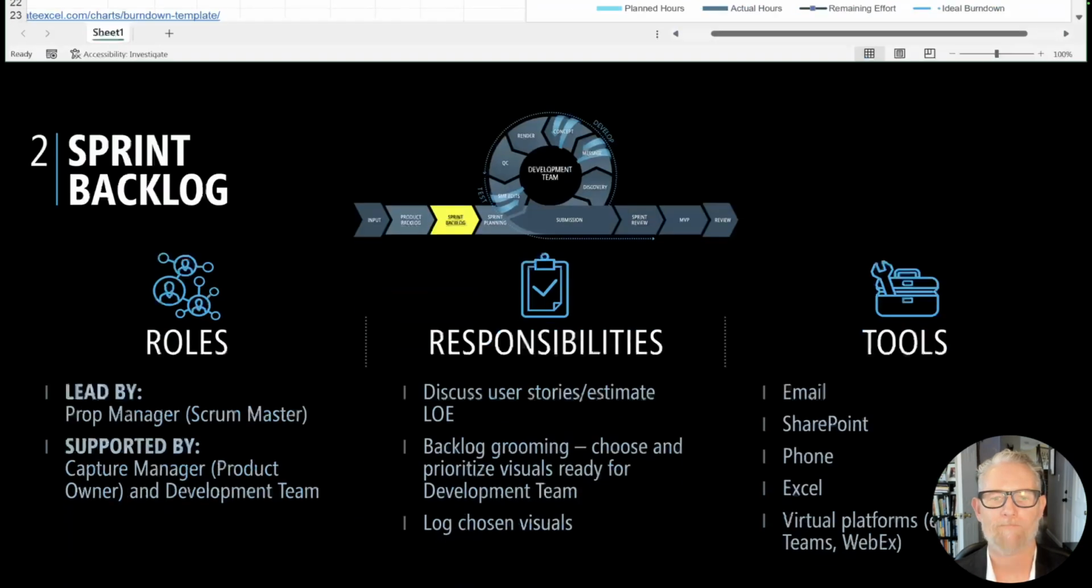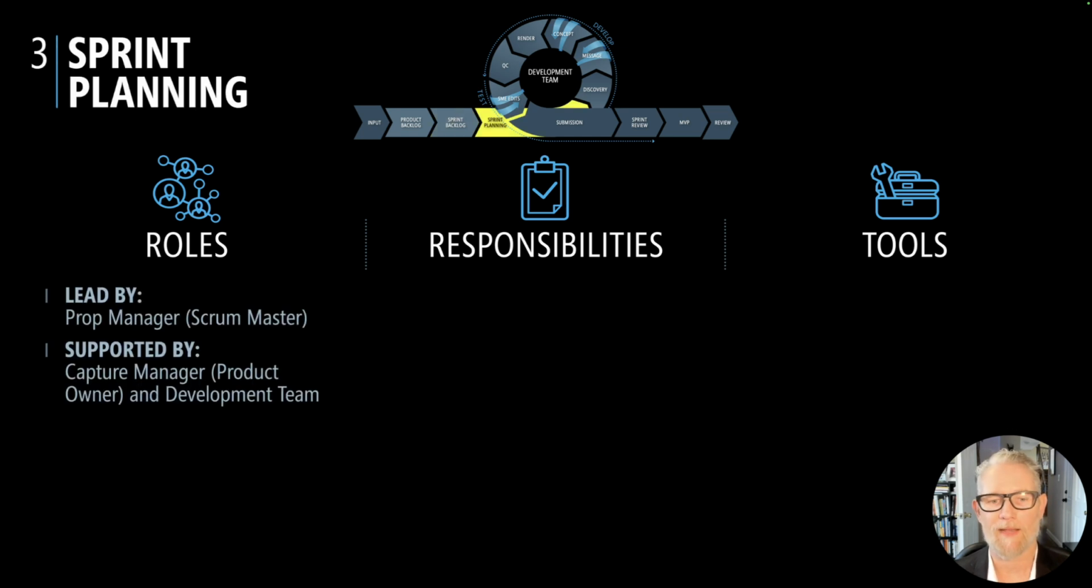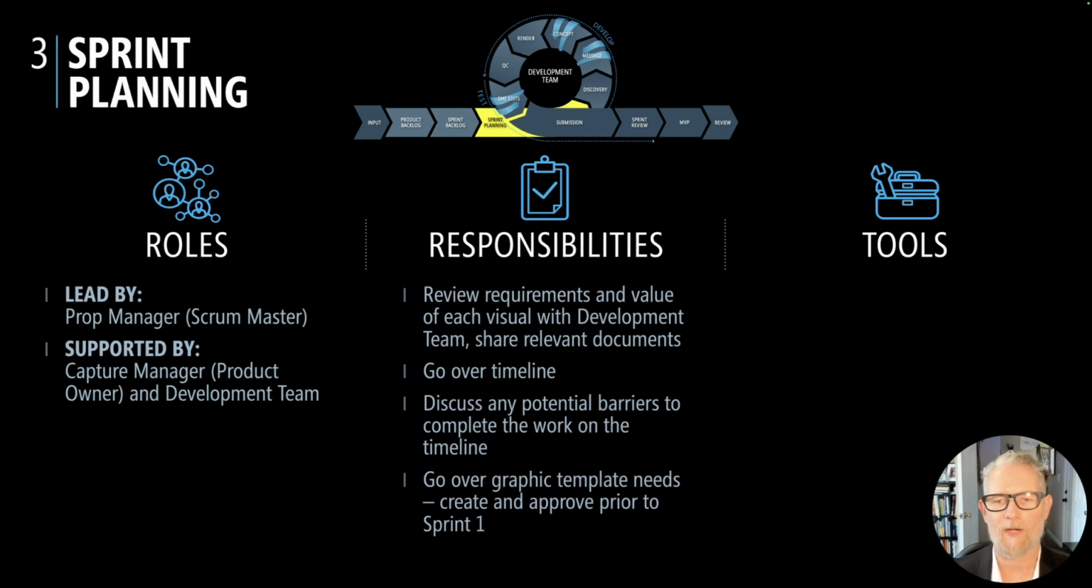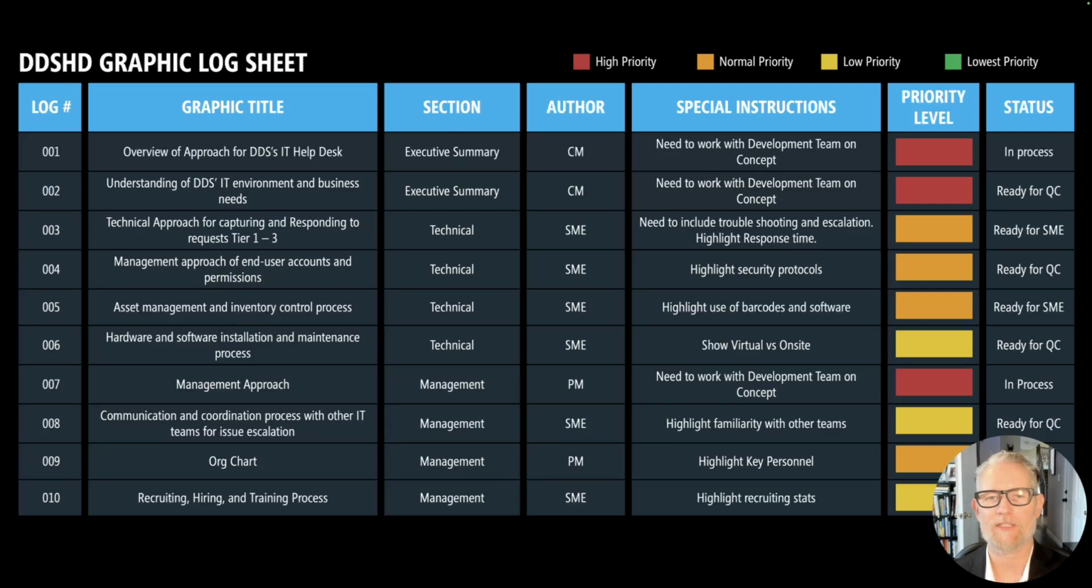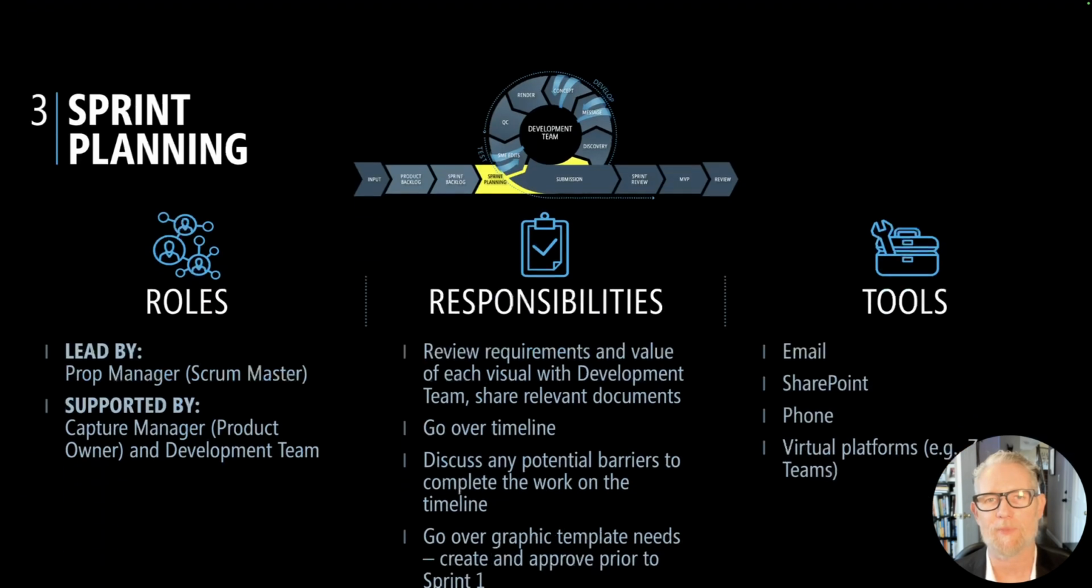So the next step, once we do a sprint backlog, is we do what's called sprint planning, and that's done by the proposal manager, and we're basically reviewing and deciding what we're going to do first, second, third, and fourth. So we take that tracking sheet and we say, you know what? Based on our needs, we should create the executive summary first. Macro to micro approach to creating proposal graphics makes all the sense in the world. Plus, it's one of the highest priority items.